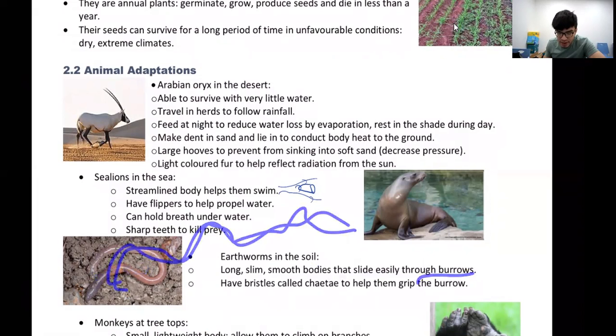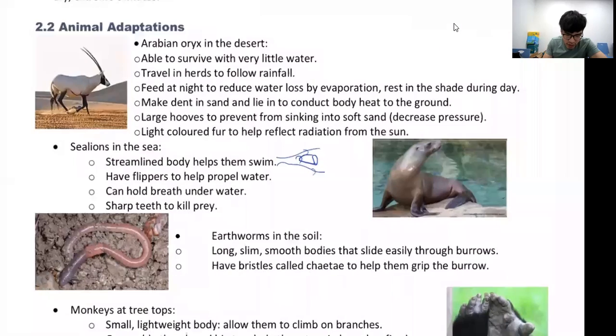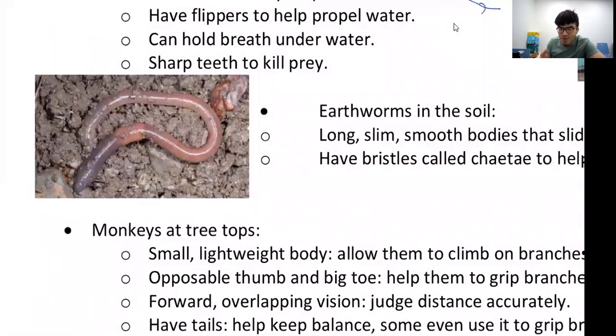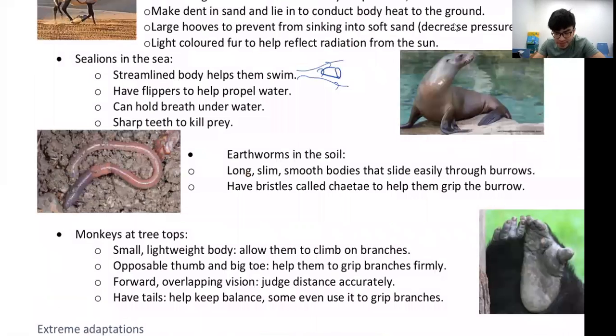That's the burrow. And then there are bristles called setae to help them grip the burrow. What is setae? Setae is like a finger. If you look at an earthworm, they have tiny fingers here, so that they can grab the ground and move forward, so that they can have friction. So this is what they do. This is in the soil. Not many things can live in the soil, but earthworms can, because they have the correct adaptation.